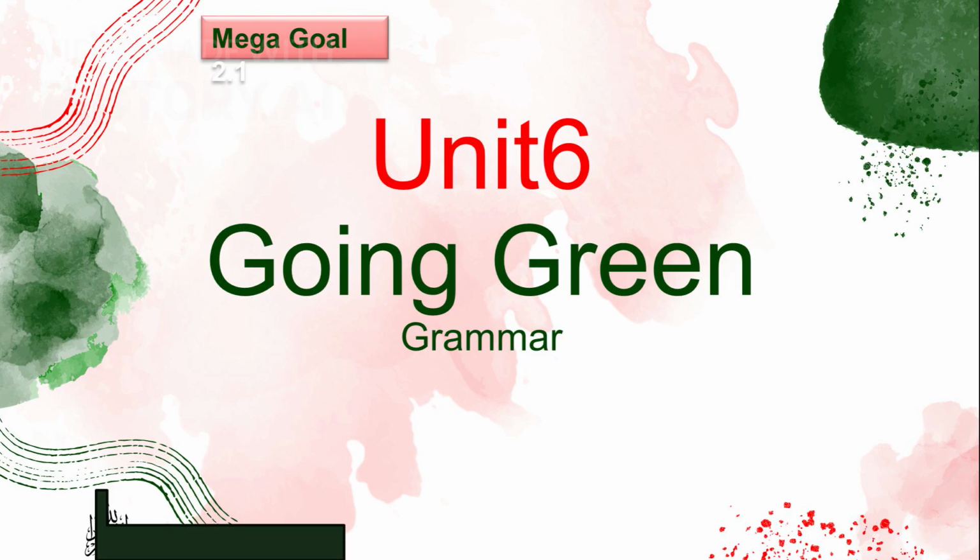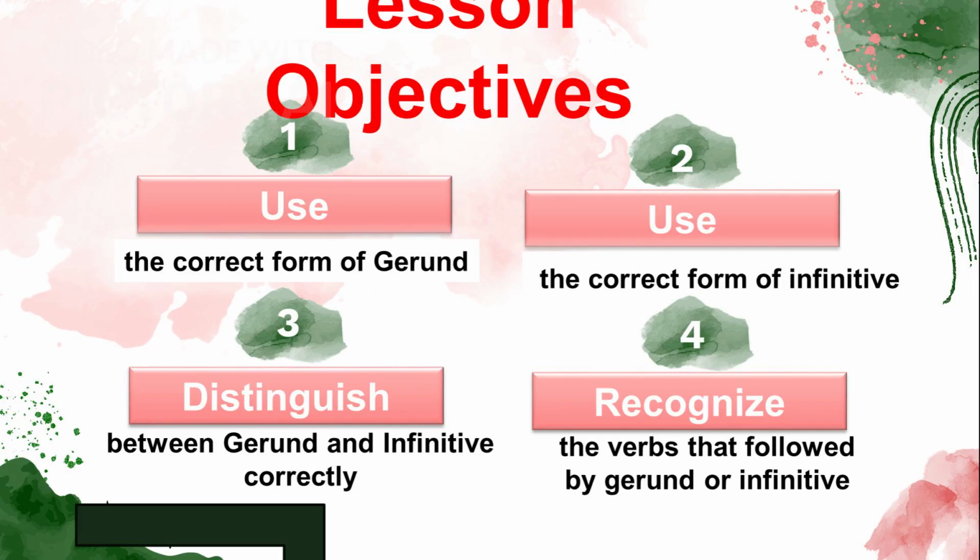Welcome to Unit 6, where we explore the fascinating world of grammar with a focus on going green. Let's dive into the essential elements of gerunds and infinitives. Our lesson objectives are clear. We'll learn to use the correct form of gerund and infinitive, distinguish between them, and recognize the verbs that follow each form.